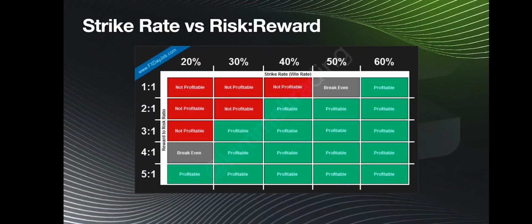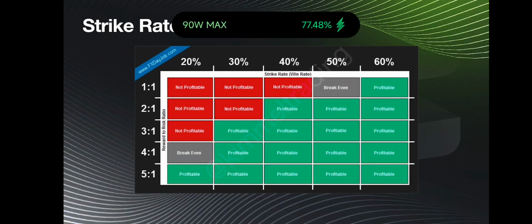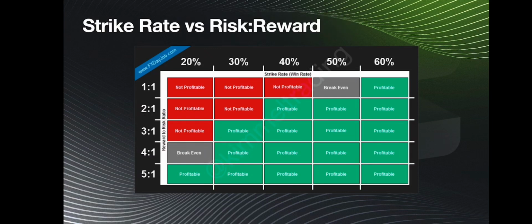So this table shows us how much strike rate and risk reward we need in tandem for us to be profitable. So let's say that we have a 50% strike rate. Then in order to be profitable, we need at least a 1-to-1 to be break even. So anything above 1-to-1 is already going to make us profitable. With a 40% strike rate, a 2-to-1 already makes you profitable, but a 1-to-1 does not make you profitable. Then with a 30% strike rate, you need at least a 3-to-1 to be profitable. With a 20% strike rate, you need at least a 5-to-1 in order to be profitable.